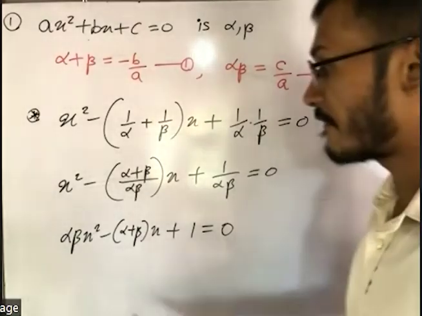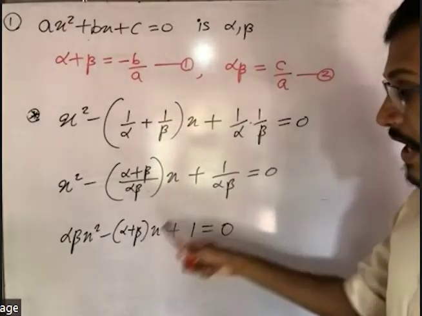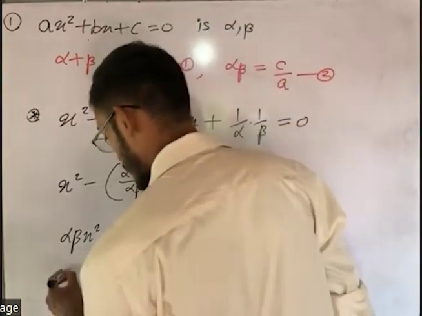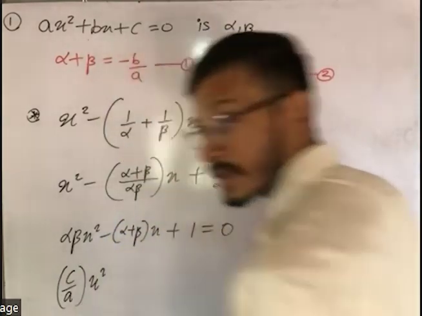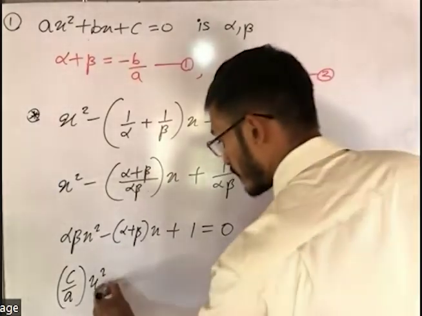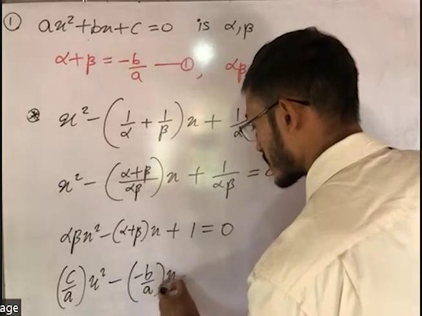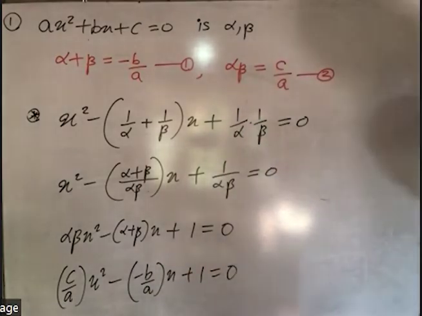Now here we know alpha into beta is equal to c over a, and alpha plus beta is equal to minus b over a. Therefore, we can write instead of alpha beta, c over a x square, minus alpha plus beta, meaning minus b over a, x plus 1 equal to 0.